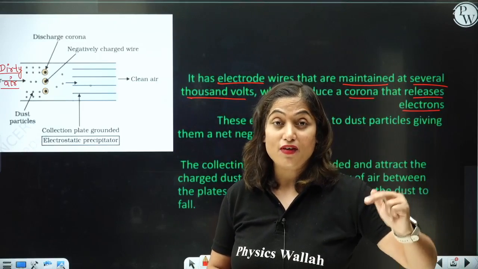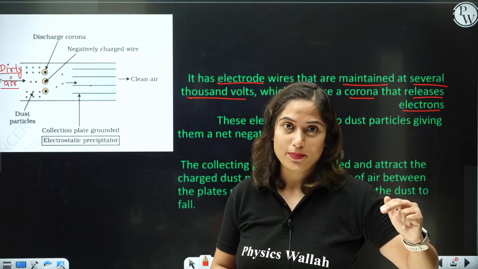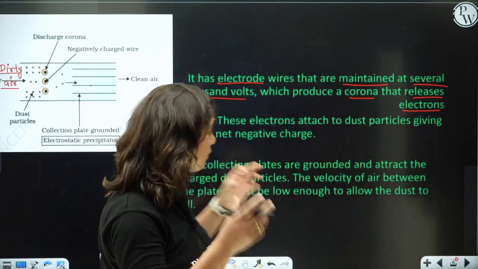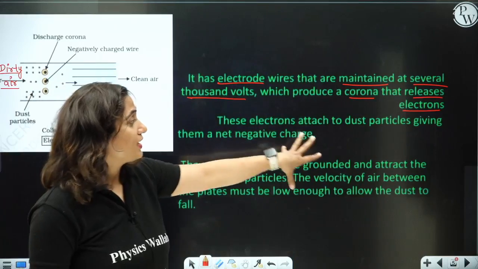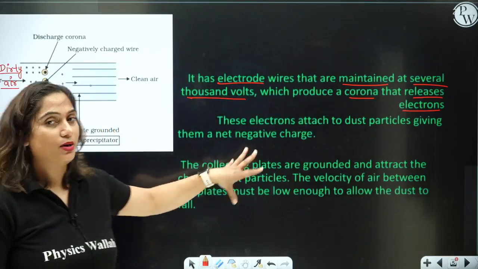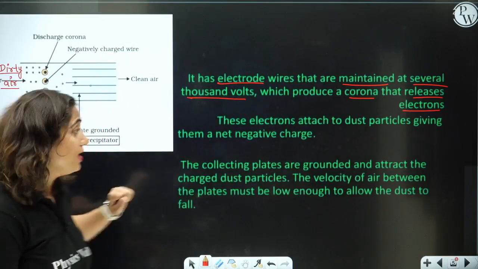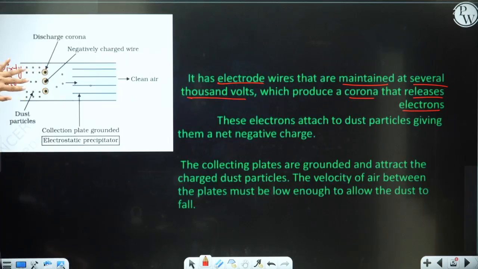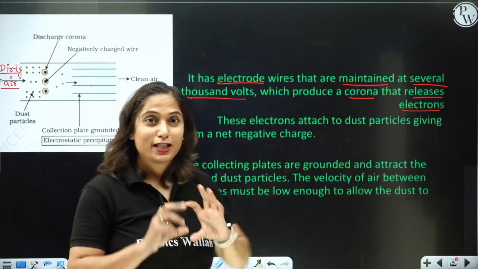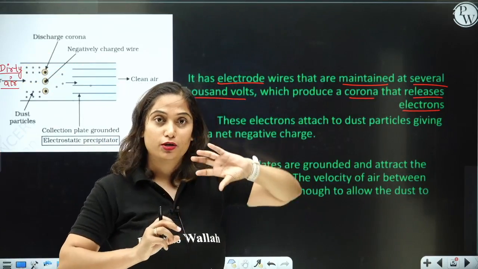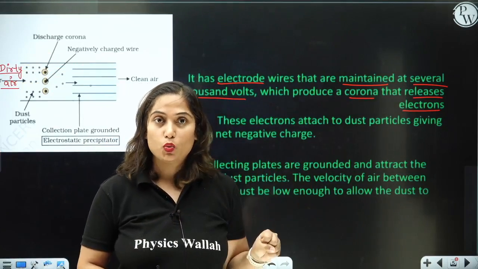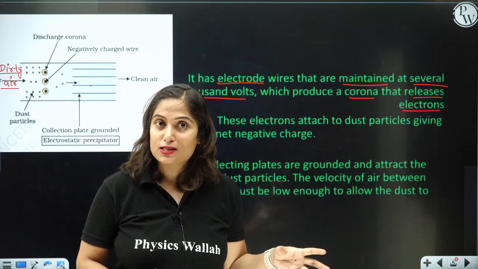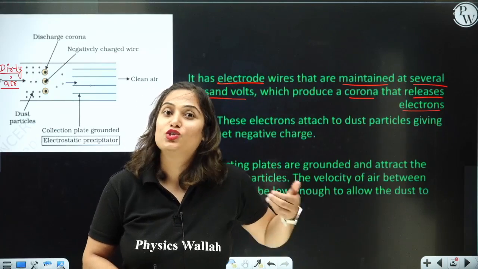That means they develop a negative charge around them. That is called corona. So these electrons attach to the dust particles, giving them a net negative charge. When this dirty air is passed through the electrostatic precipitator, the electrons emitted from the electrodes combine with the dust particles, and the dust particles also get negatively charged.